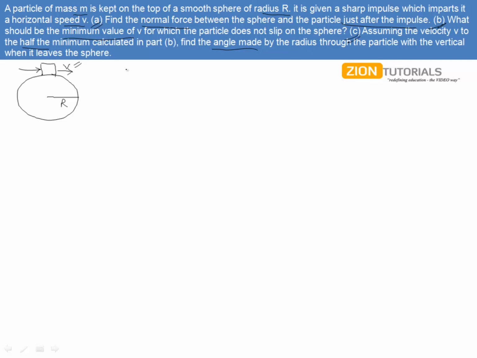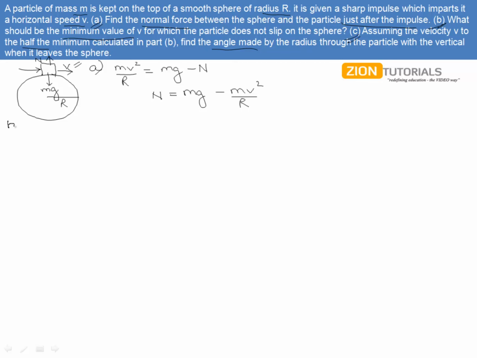So we can make the equation for this, in which we have the mg in the downward direction and the normal reaction in the upwards. So the centripetal force that is towards the center, mv square by r equals mg minus N. Finding the value of normal reaction, it comes out to be mg minus mv square by r. So this is the answer for the first part of this question.